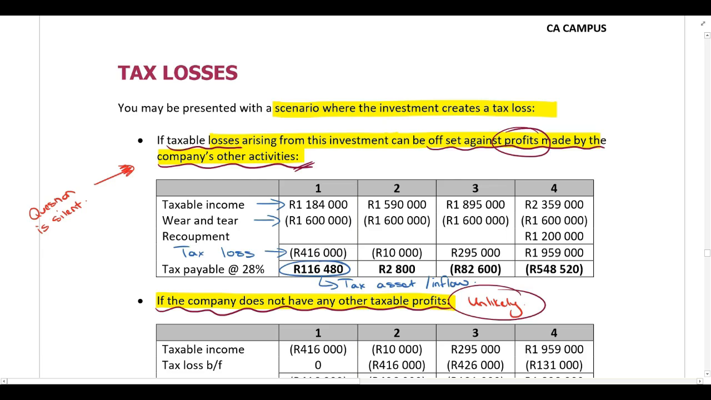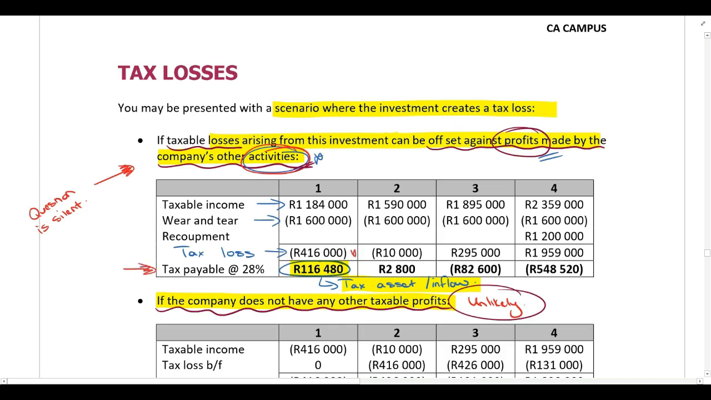However, if the company has profits from their other business activities, all they're going to do when they do their tax return, they will obviously include all of the income and expenses from their other activities, and this will then just reduce the tax that they need to pay. So this is a tax asset or a tax inflow or a saving, because the company will use this in order to reduce the tax that they need to pay across to SARS on their other activities. So what are you going to do in your calculation? You are going to show this as an inflow.